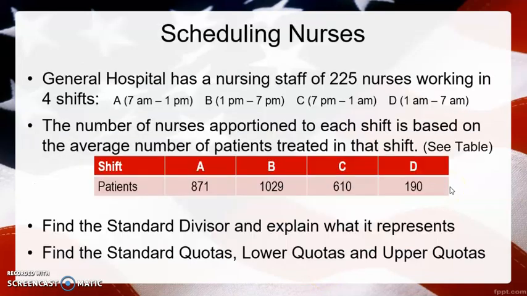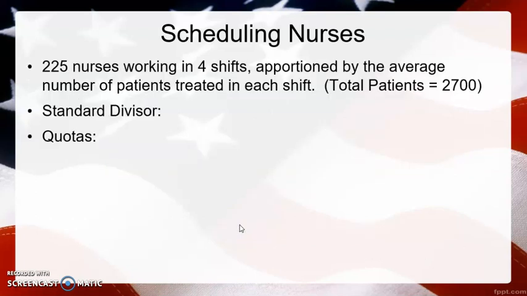All right, so let's look at another example. General Hospital has a nursing staff of 225 nurses, and they're working in 4 shifts. The average number of nurses apportioned to each shift is based on the average number of patients treated in that shift. So the nurses are going to be our seats in this case, and the number of patients being treated would be our population. So first, let's find the standard divisor and explain what it represents, and then find the standard quotas, the lower quota, and the upper quotas for each of our states.